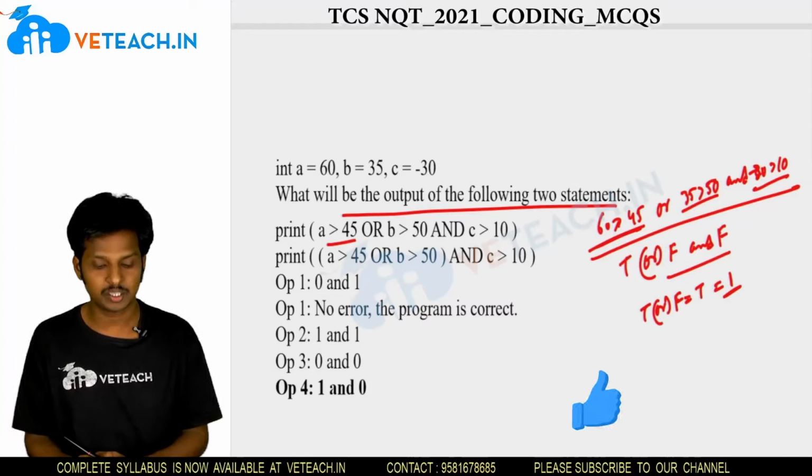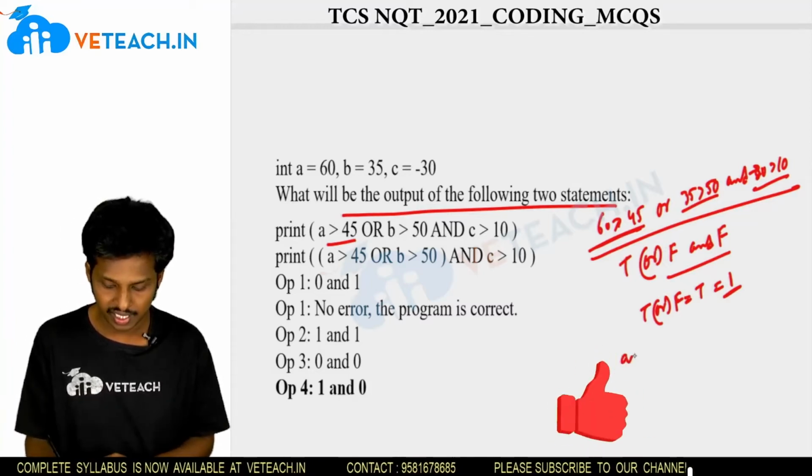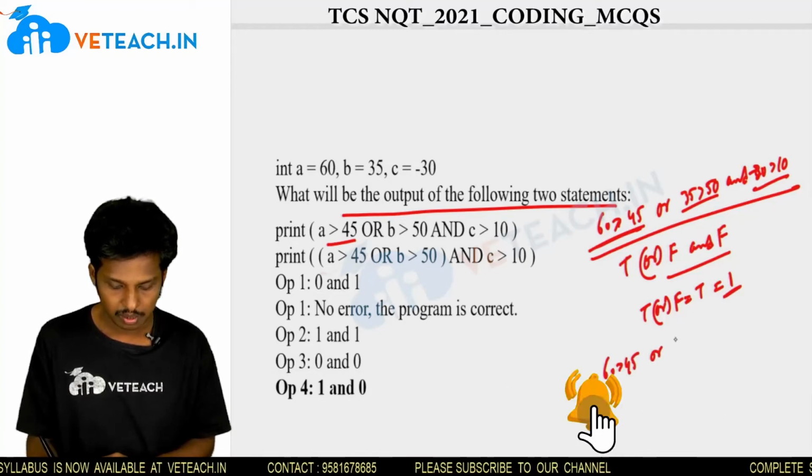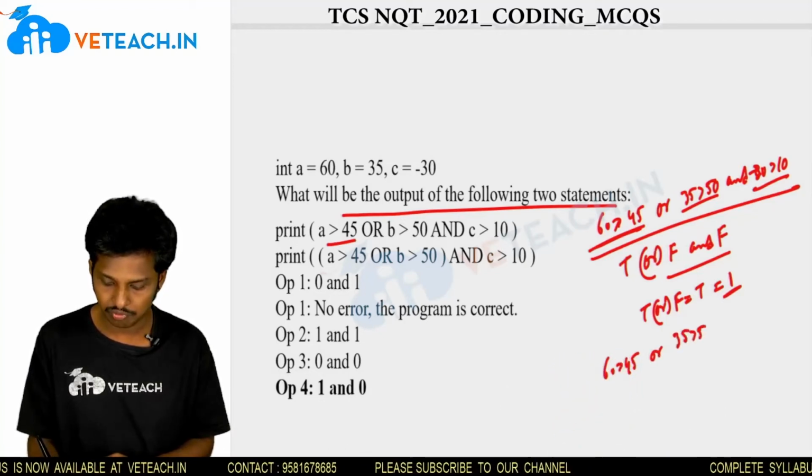When we consider the second expression, what happens is A greater than B, that is 60 greater than 45, or B, that is 35 greater than 50.